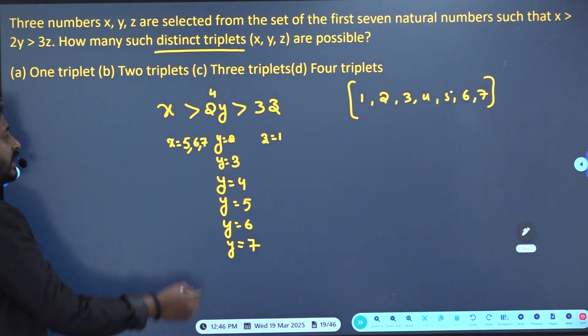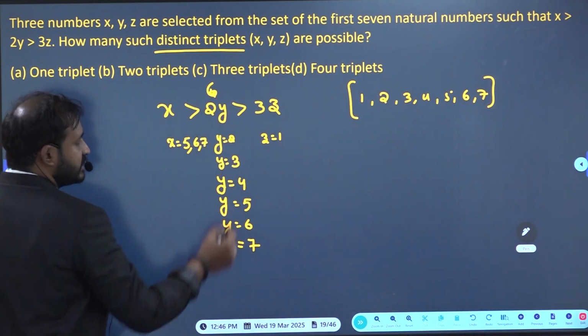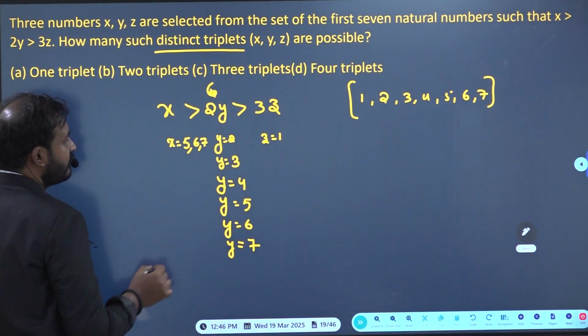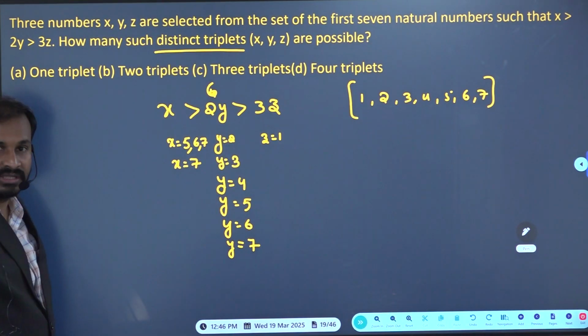Okay, good, super. If y value is 3, then what happens to this 2y? It becomes 6. And what is the possibilities of x I can have? I can only take x value as 7. There is no other choice for me.